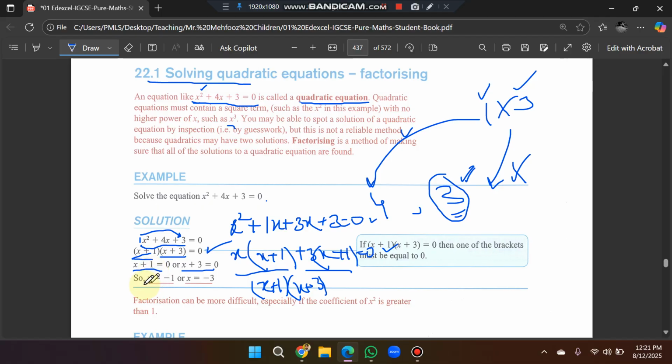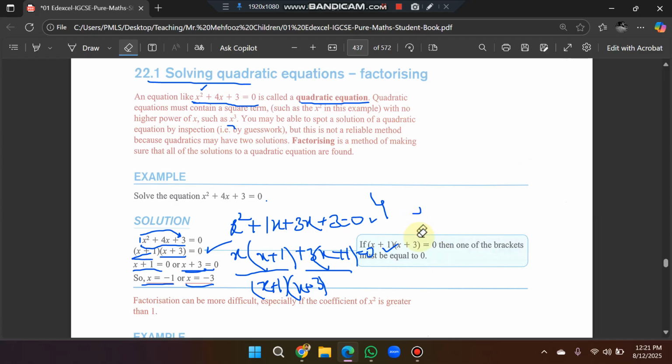From this equation we have x equal to minus 1, and from this second equation we have x equal to minus 3. This is your solution, right? This is your solution of the quadratic equation. And now you can also check whether these solutions of the quadratic equation are true or not. So how can we check?